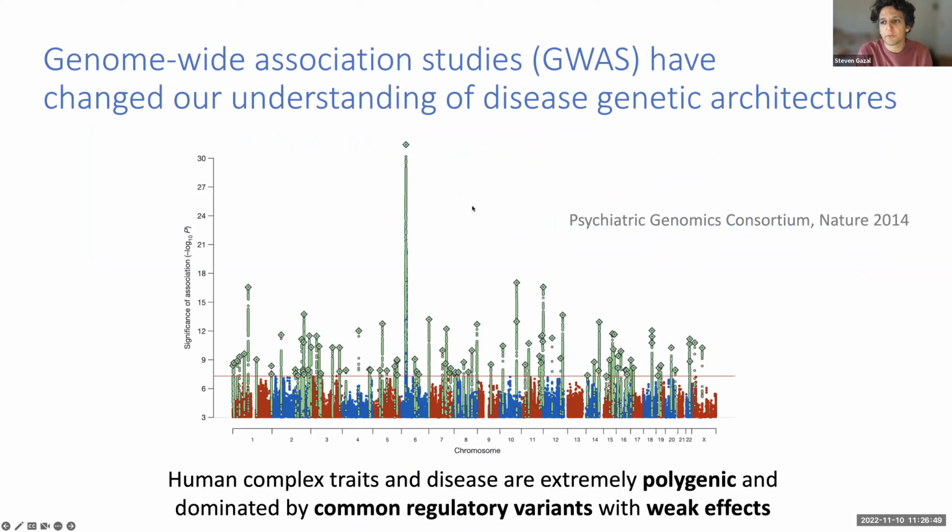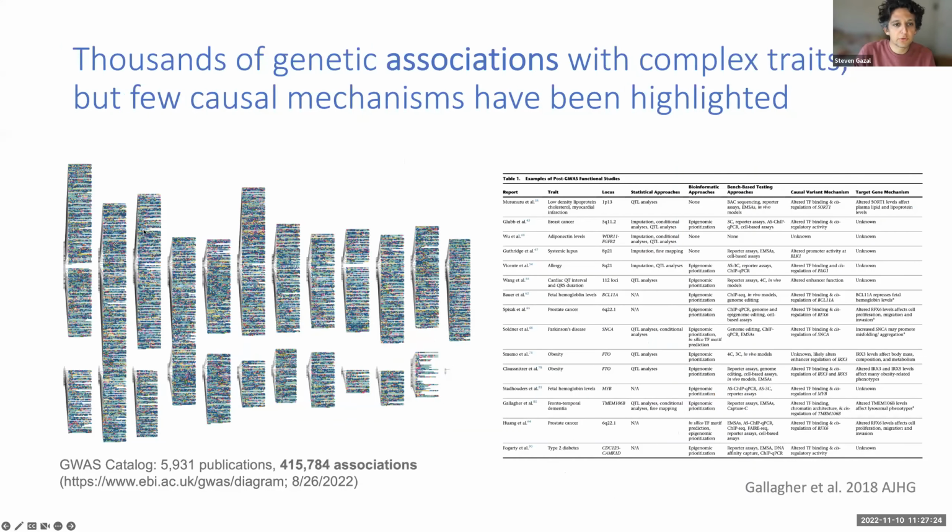So, a few intro slides. I know some of you are really familiar with that, but basically I will talk mostly about GWAS. As you know, GWAS have changed our understanding of disease genetic architecture. It shows that human complex traits and disease are extremely polygenic, which means that there are hundreds to thousands of common regulatory variants with weak effects that confer a weak increase in disease risk. So GWAS has been pretty successful to find associations.